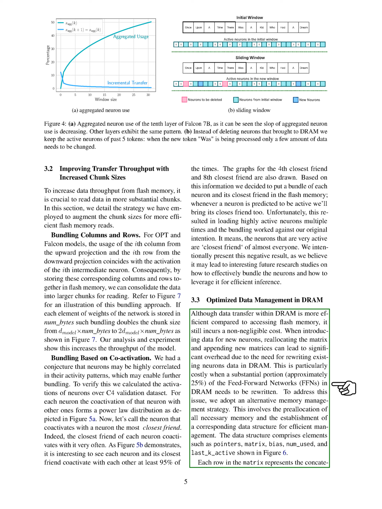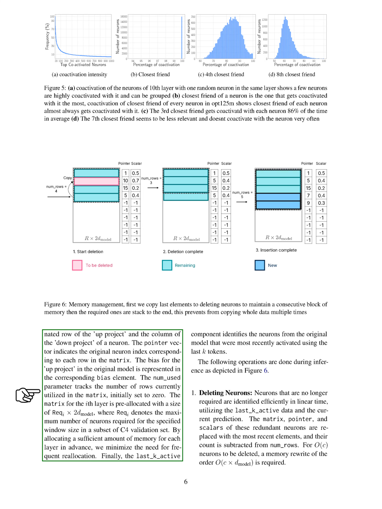We pre-allocate all necessary memory and set up a data structure for efficient management. This data structure includes elements like pointers, matrix, bias, num_used, and last_k_active. Each row in the matrix represents a neuron's up project row and down project column. The pointer vector shows the original neuron index for each row in the matrix. The bias for the up project in the original model is represented in the corresponding bias element. The num_used parameter keeps track of the number of rows currently used in the matrix, starting at 0. We pre-allocate enough memory for each layer to avoid frequent reallocation.